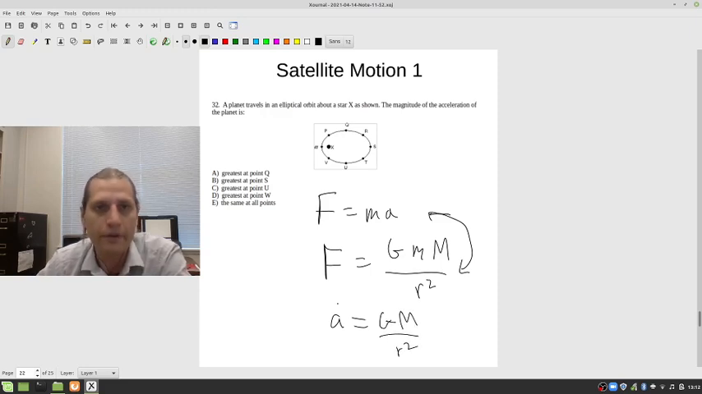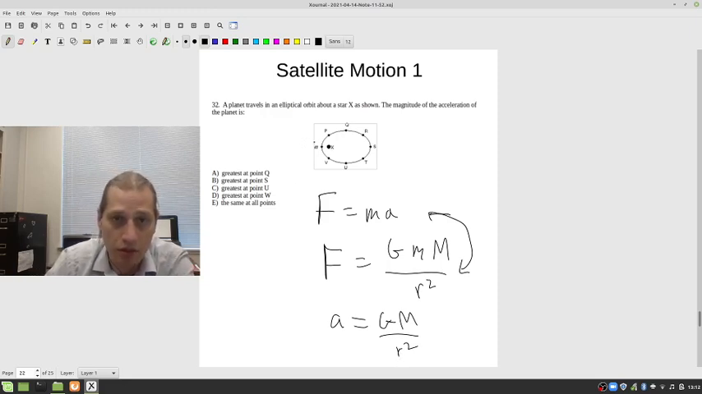It says a planet travels in an elliptical orbit around star X as shown. The magnitude of the acceleration of the planet is greatest at point Q, greatest at point S, U, W, the same at all points. Well, no, it's not the same at all points. The reason it's different is because it depends on how far you are. The closer your object is, the bigger the acceleration. Okay, so if you look at the distances to all of those different points from your star X, you're the nearest at point W, so the acceleration due to gravity is greatest at point W.